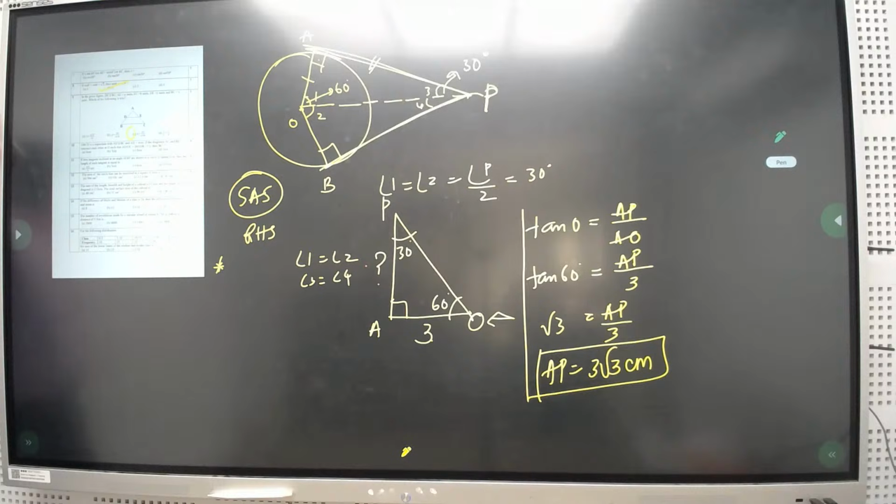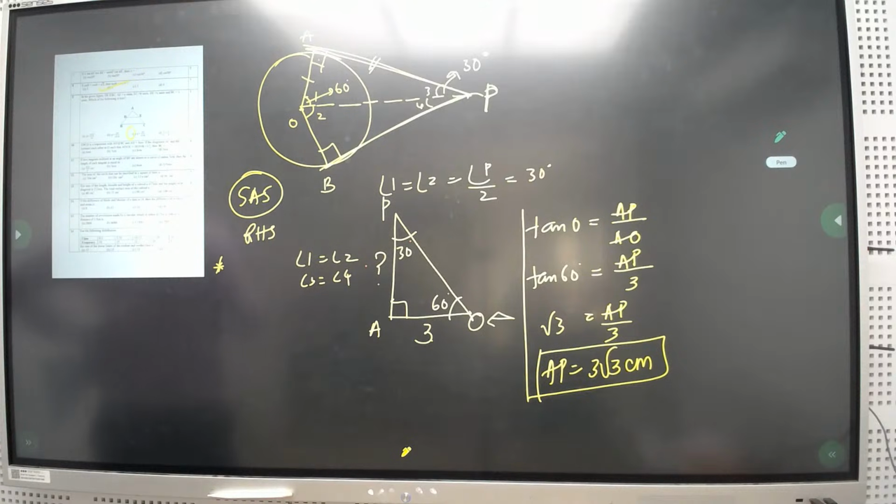Inscribed circle, circumscribed circle. Inscribed circle means the circle will be inside a polygon. That polygon might be anything. Circumscribed circle means the circle will be outside. This is just to remember. But if you go for the actual definition, it is different. What is a circumscribed circle? If the circle passes through all the vertices of a polygon.